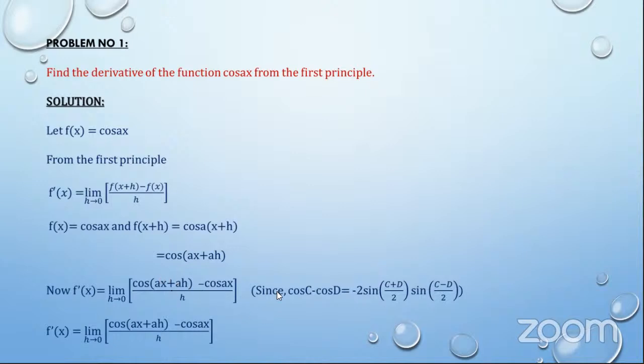Since it is in the form of cos c minus cos d, here what is the c value? ax plus ah, and d value is ax. The cos c minus cos d formula: cos c minus cos d equal to minus 2 sine of c plus d by 2 into sine of c minus d by 2.